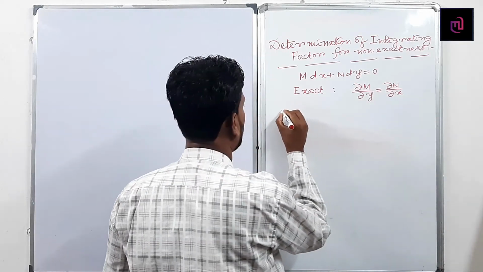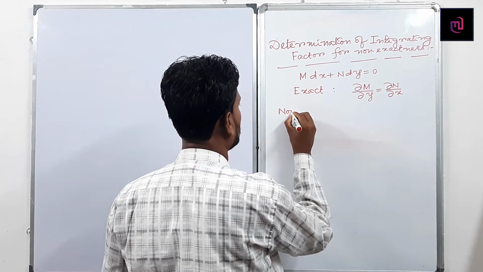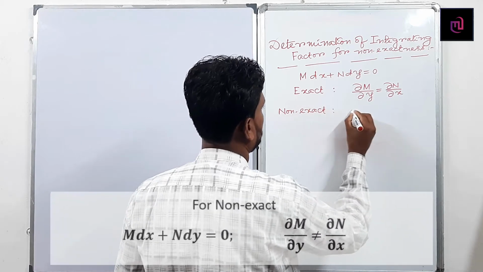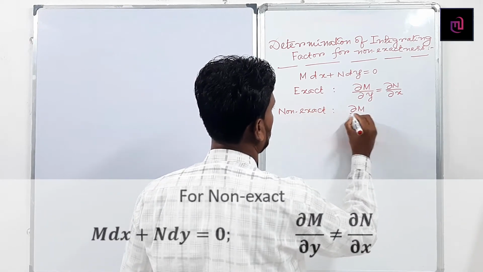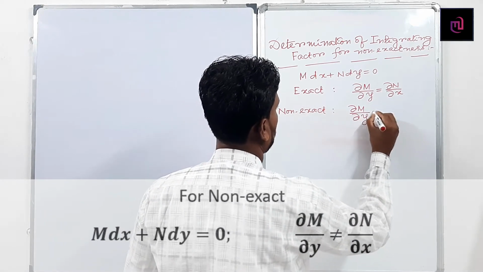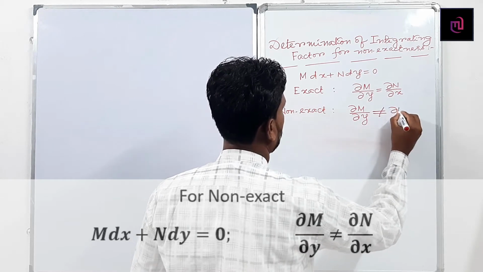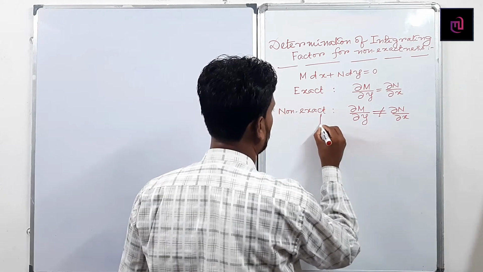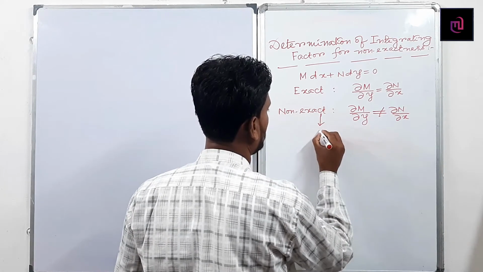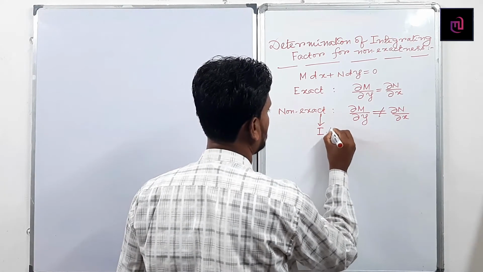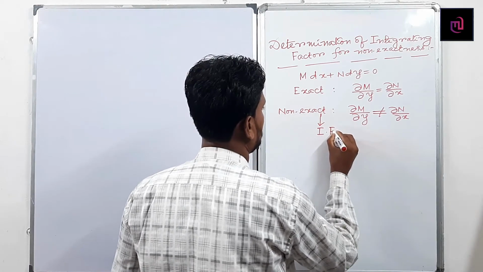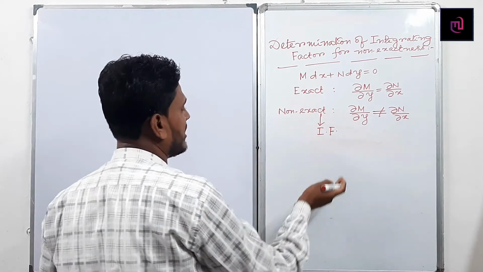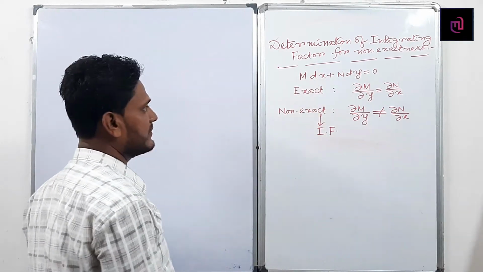And for non-exact, del M by del y not equals to del N by del x. Then in this case of non-exactness, we have to calculate the integrating factor. There are different methods for finding the integrating factor.